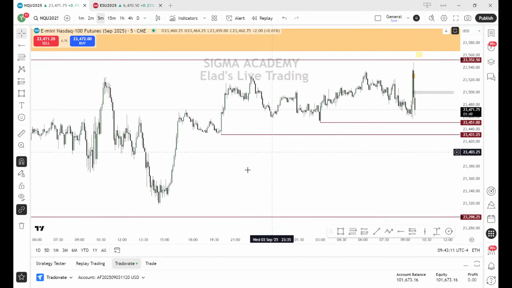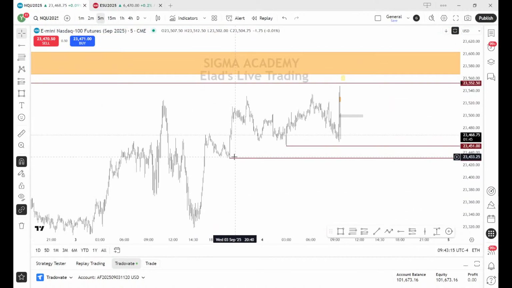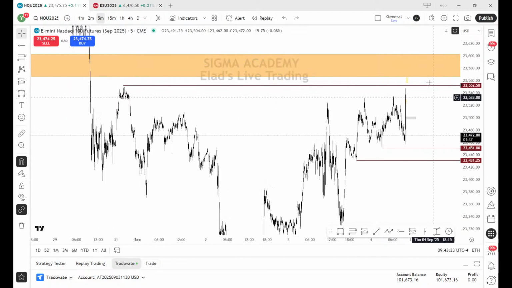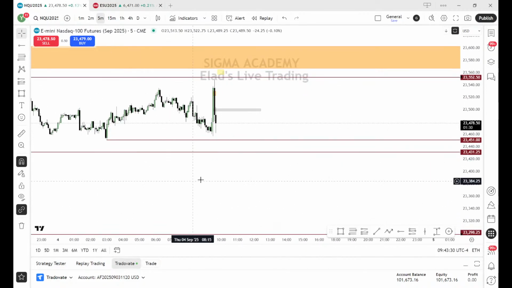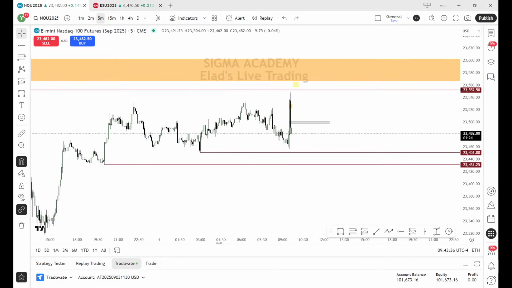Maybe we will take this low and then it will send us higher to this high, and then we have liquidity to target. This is a great trade idea. Most of the time I will prefer that I will have liquidity to target on the other side.